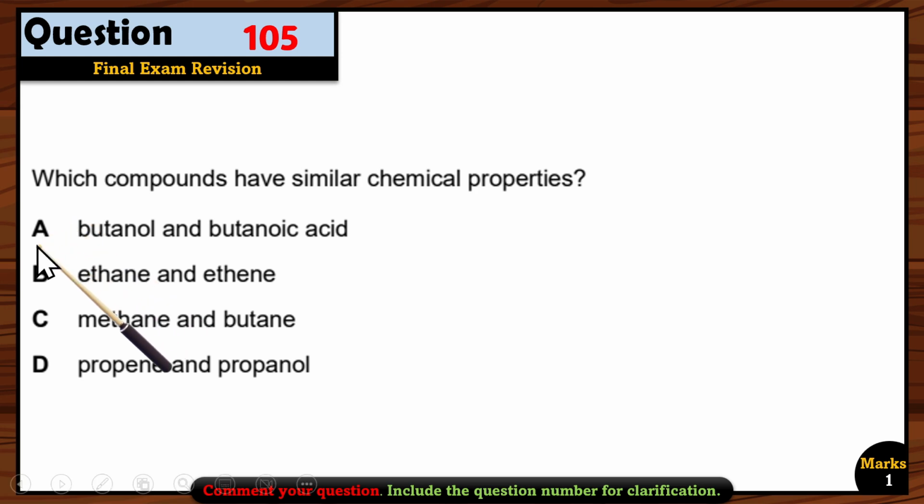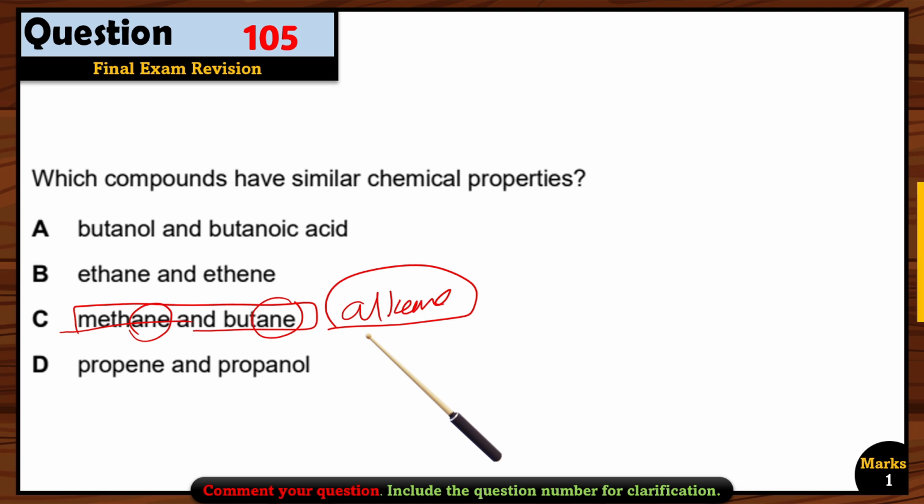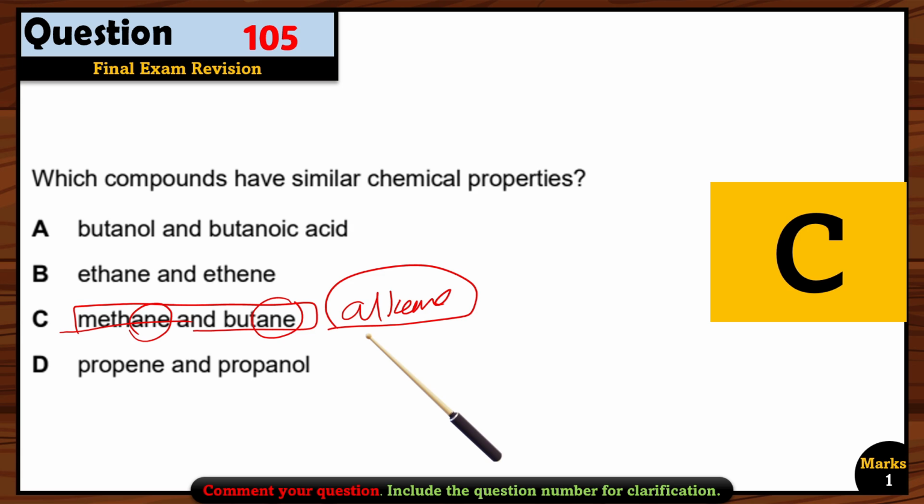If you see over here, methane and butane both belong to the alkane group. It means they have the same functional group, which means a carbon-carbon single bond. So this is the right option. Only those compounds that belong to the same homologous series can have similar chemical properties. And why do they belong to the same homologous series? Because they have the same functional group. So that's why option C is the only right option.